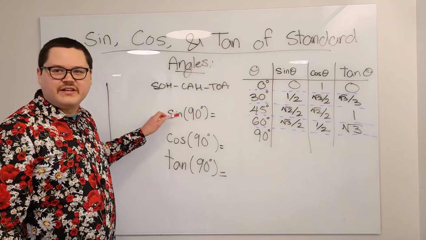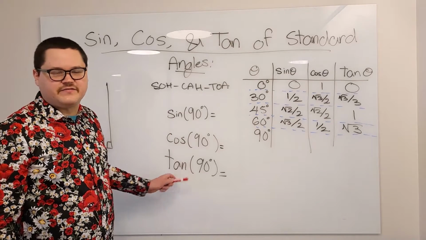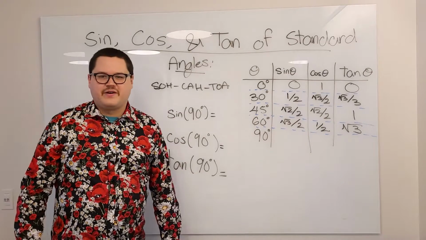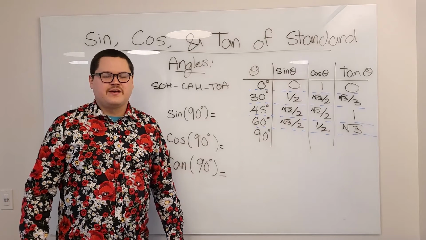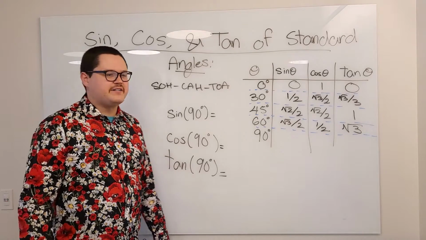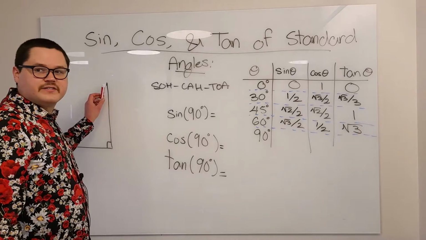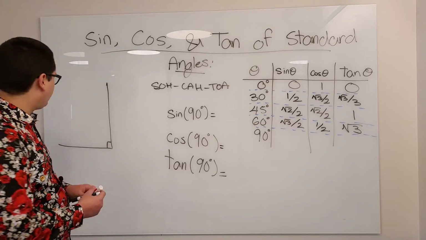Finally, good old 90 degrees. We want sine of 90, cosine of 90, and tangent of 90. We'll have to use our imagination for this one as well. But this time, we'll imagine a laser pointer affixed to the wall rather than the ground.